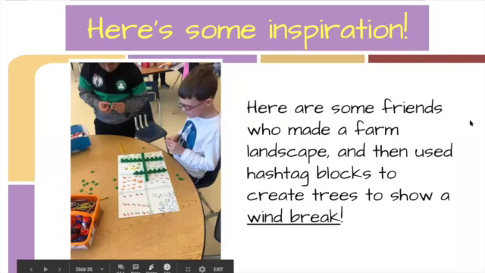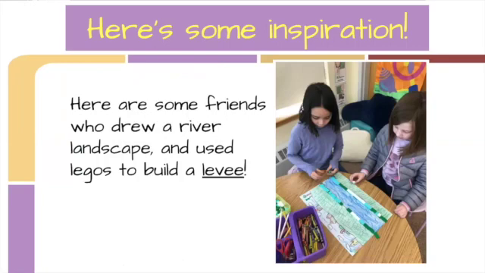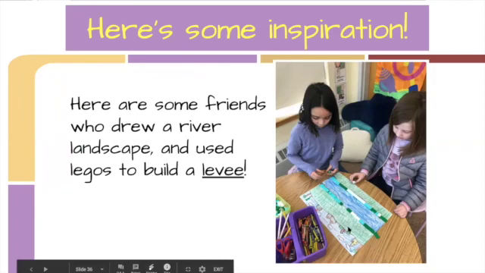Here's some inspiration. So these are some of my friends from last year's second graders. First, they drew a farm landscape, you can see. They colored it in. And then using hashtag blocks, they created windbreaks. That's one idea. I also had friends who drew up a river landscape. So you could see the river right in the middle. You could see the grass around the river, and then there's a neighborhood in the distance. And they used Legos to build a levee around the river. So those are some ideas.